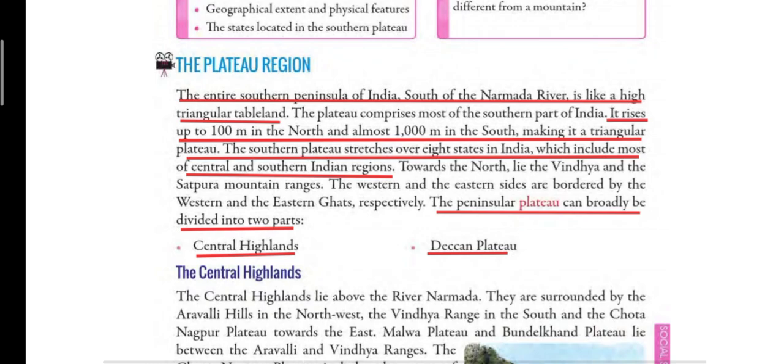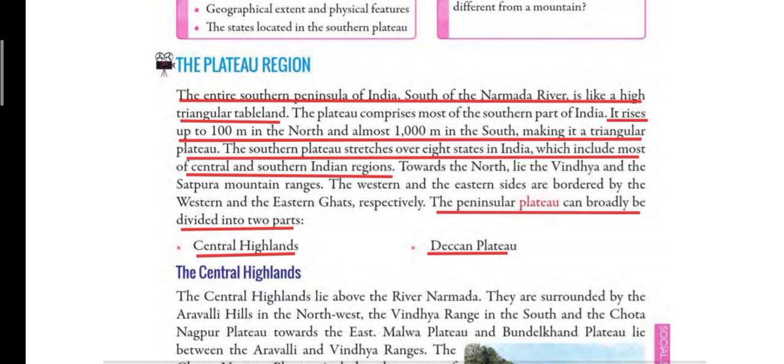So, 8 states of India fall into the Southern Plateau, and it covers some states of Central India. Central India means the states which are in the center. The states which are present in the center, that is the meaning of Central India. And then it covers some southern states also.